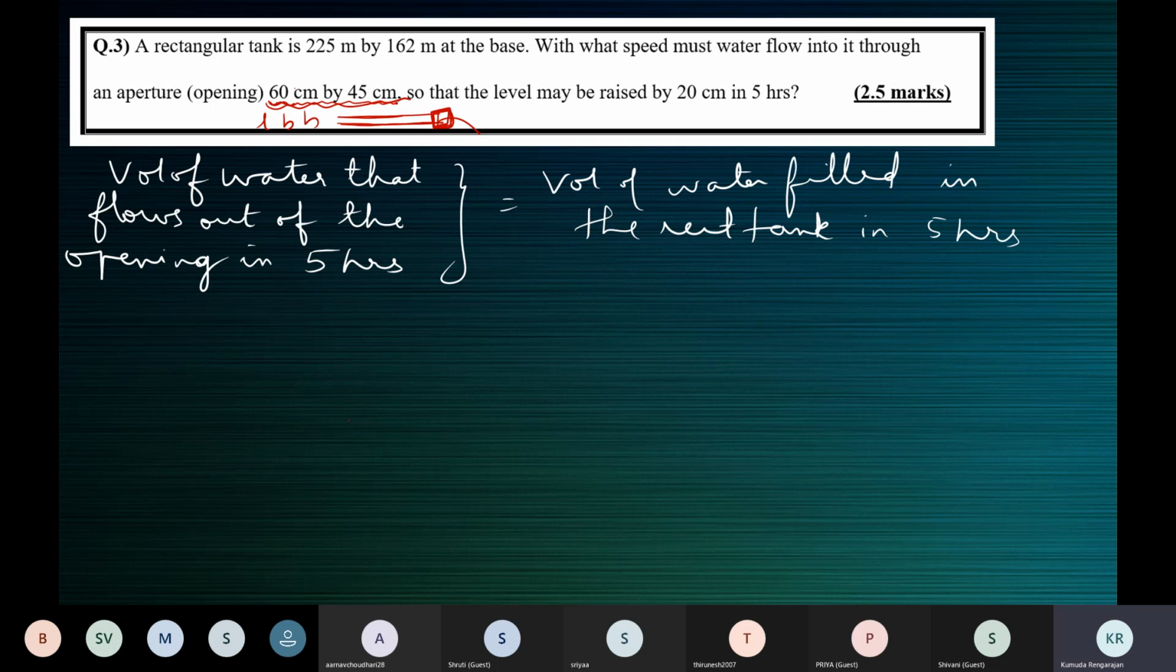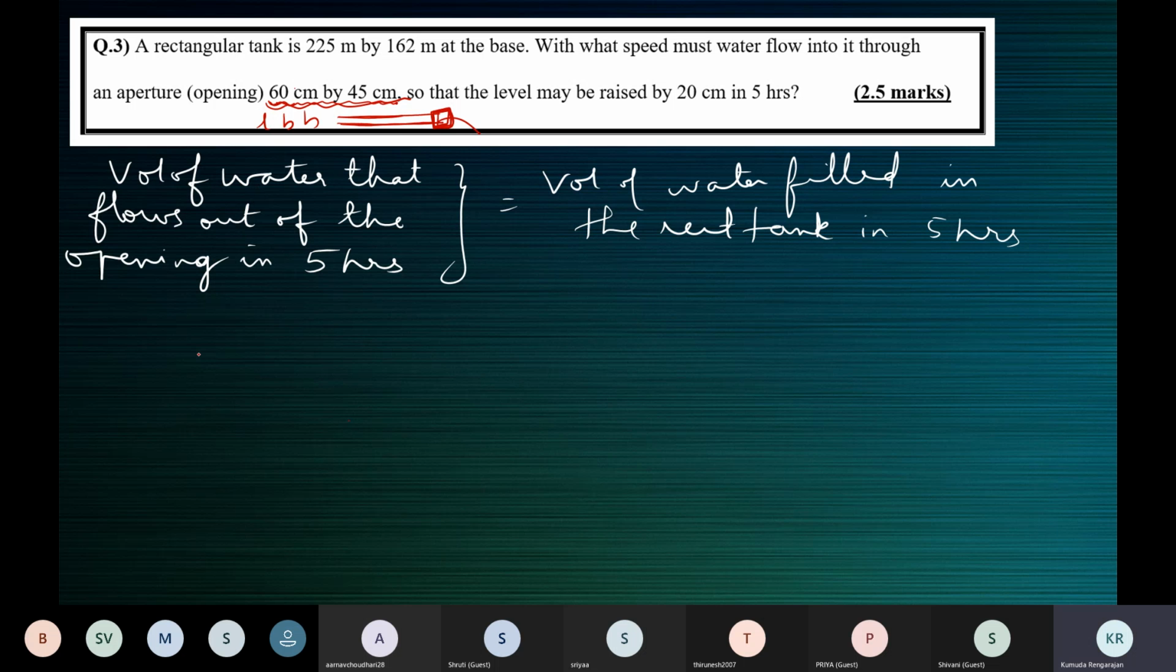The length of the tank, the breadth of the tank is given to you. What is the desired level of water in the tank? 20 centimeters. What's your other condition? It should be filled in 5 hours. For these conditions, what should be the speed of the water? That is, should it flow at 5 kilometers per hour or 10 kilometers per hour, 20 kilometers per hour? What should be the speed of the water coming out of the opening so that 20 centimeters height of water is filled in the tank in 5 hours. So this is the equation, children. Volume of water that flows out of the opening in 5 hours is equal to the volume of the water that is filled in the rectangular tank in 5 hours.